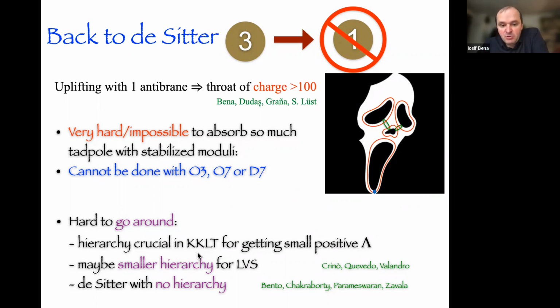First of all, maybe you don't need the hierarchy. Maybe you don't need the long throat. What my solutions with Pierre Heidmann are showing is that you may be able to uplift without getting this long throat, without needing any of this in the calculation.